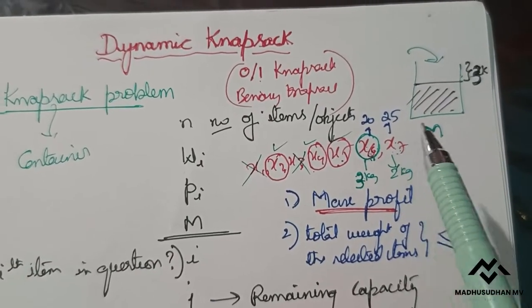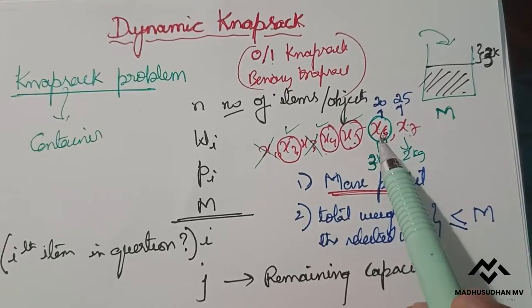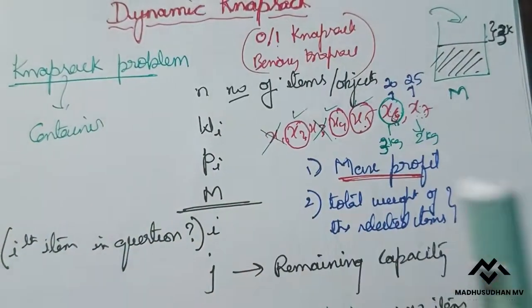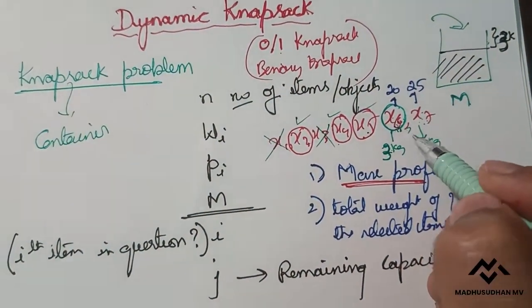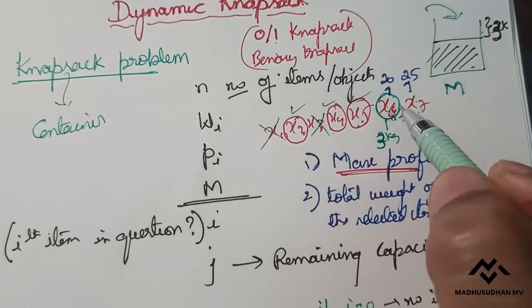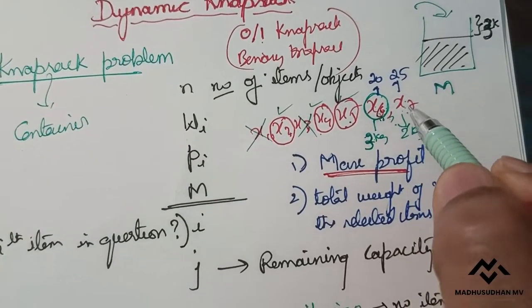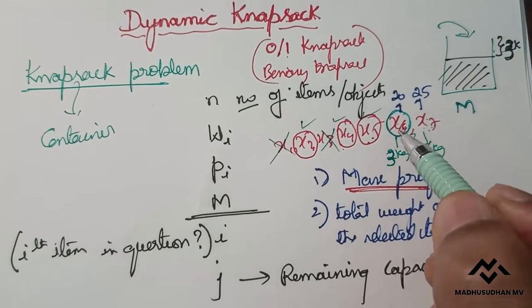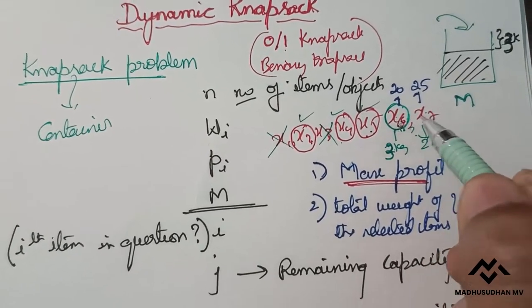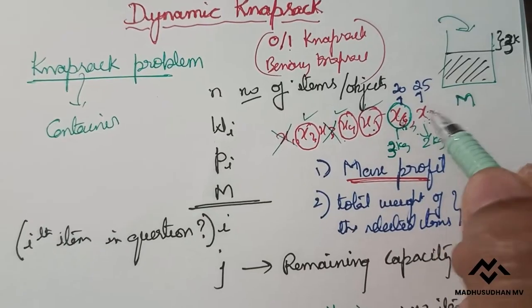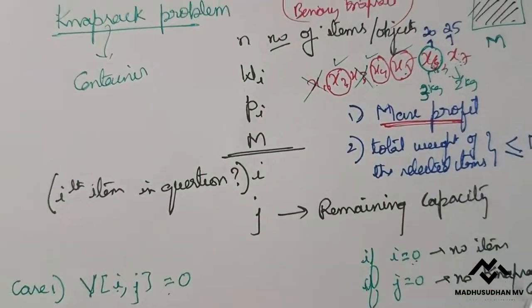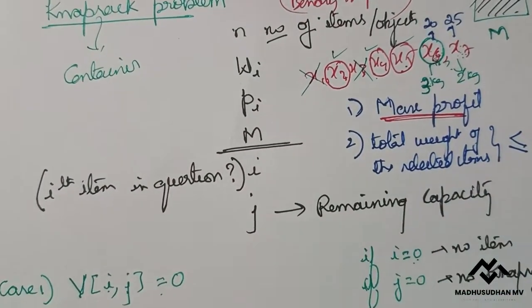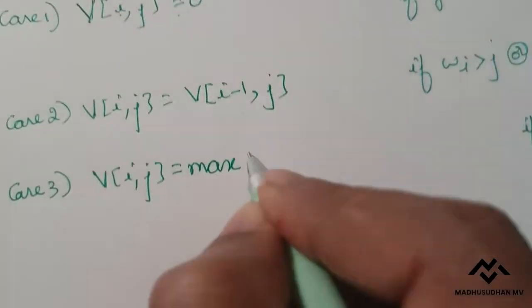The 7th item is more profitable. But now this is the item in question. Whether I need to select this, or if I select this, I have to leave this. That means I have to include this by excluding this, or by including this. Which one gives us the maximum profit? That I need to check. Whichever gives the maximum value, so I will take the maximum of.